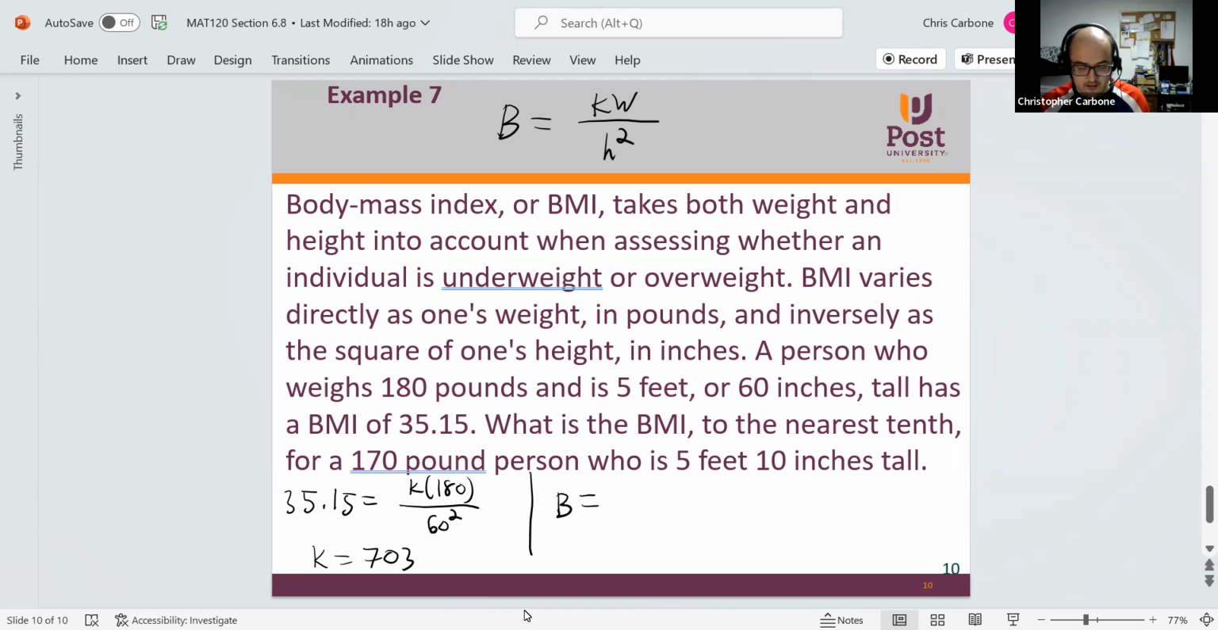So the BMI for this would be equal to 703 times 170 divided by that 5 feet 10 inches tall, or 70, squared. And this would give us, rounded to the nearest tenth, a BMI of 24.4.